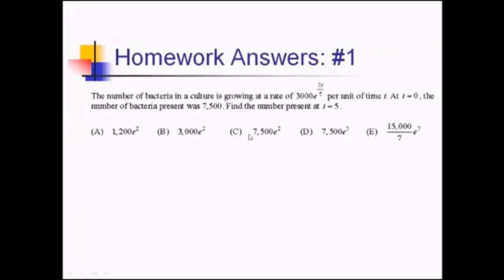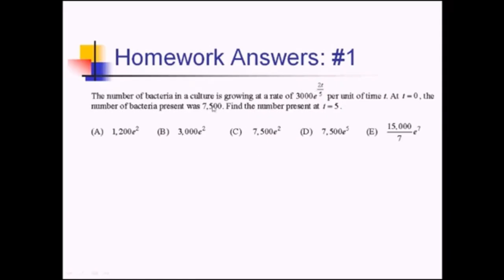On this problem, we have the number of bacteria in a culture growing at this rate right here, and at time 0 there's 7,500 of the little guys there. So we want to find the number present at time 5. So we have the present amount, we have a rate of change, we want a future amount. This is basically the fundamental theorem of calculus in bacteria form.